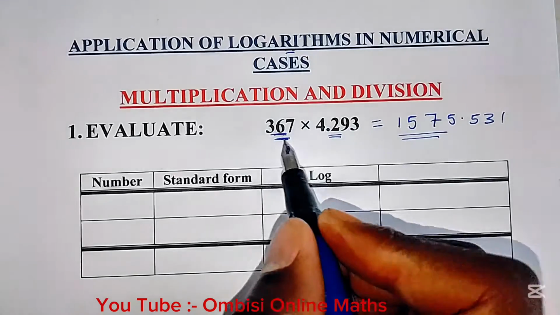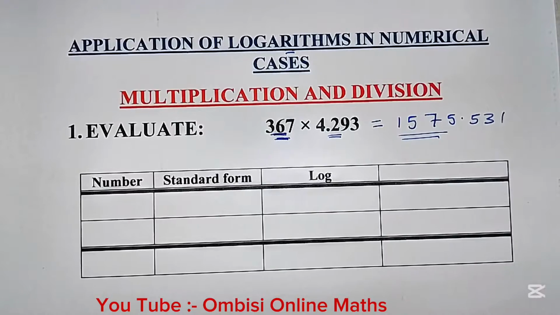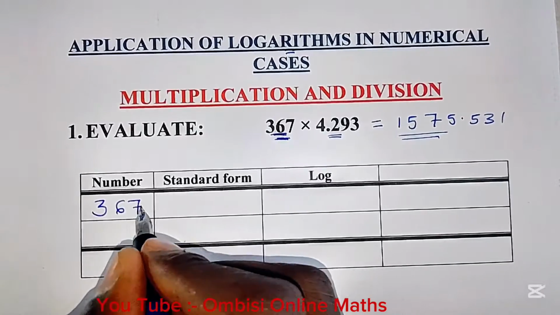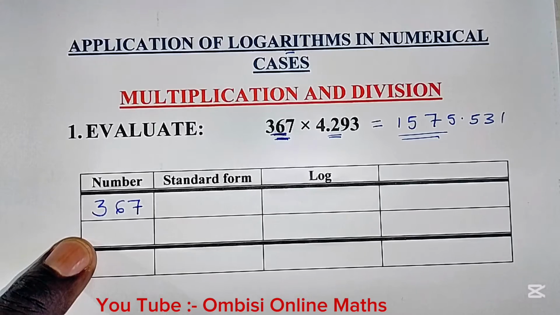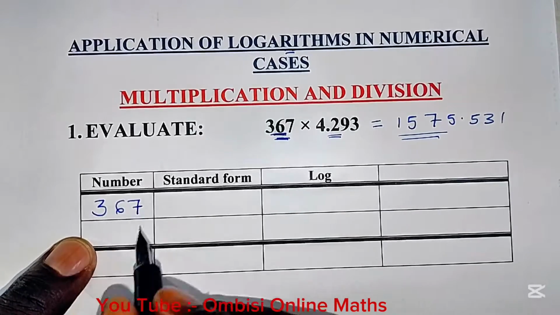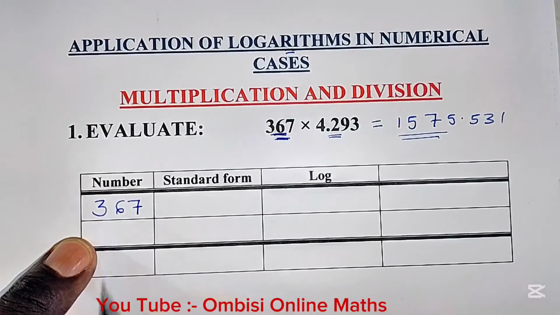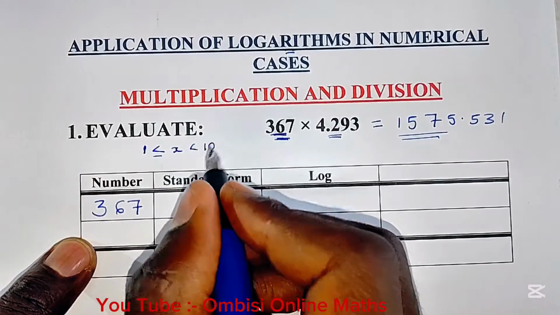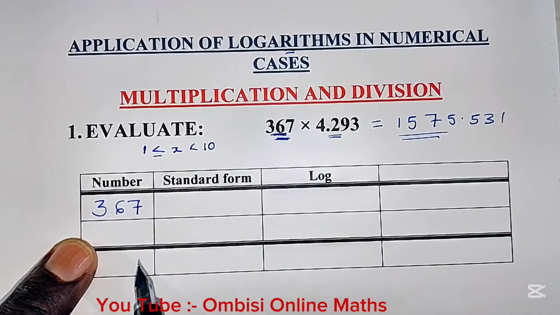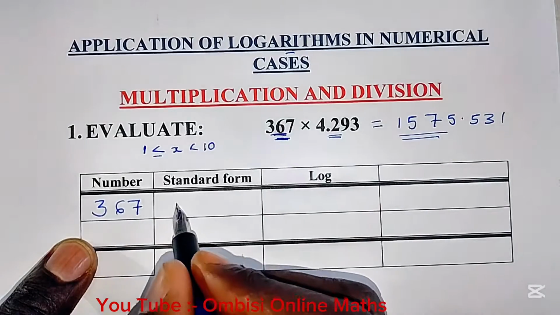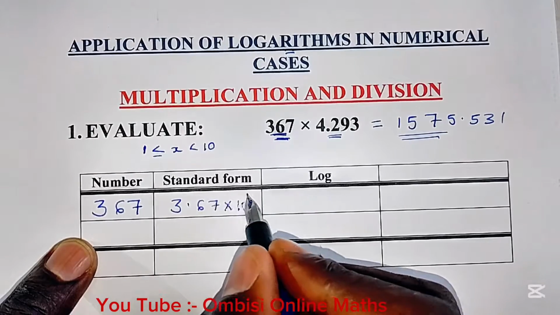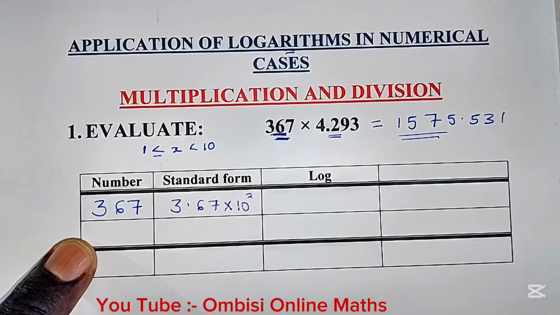So in the first instance, we have a number. Presented with the number, we are going to write the number here, that is 367. Then we are going to write the standard form of this number. The decimal point moves back 2 steps, because the number must be between 1 and 10. So 367 becomes 3.67 multiplied by 10 raised to 2. That is the standard form.